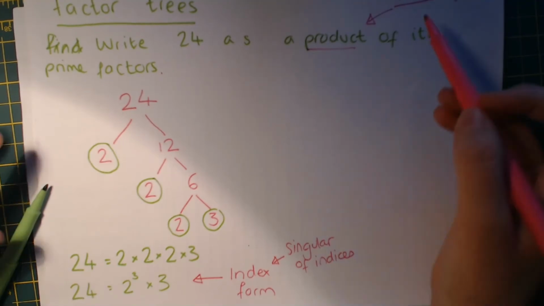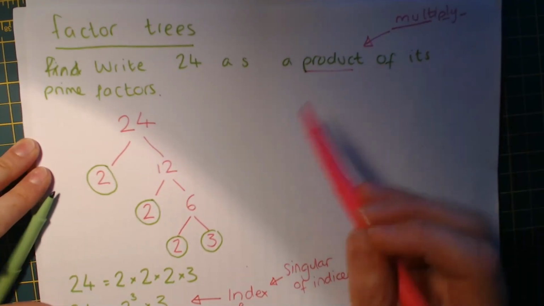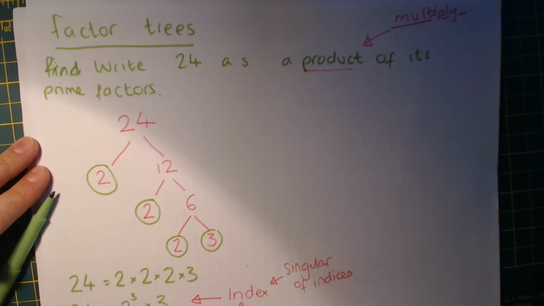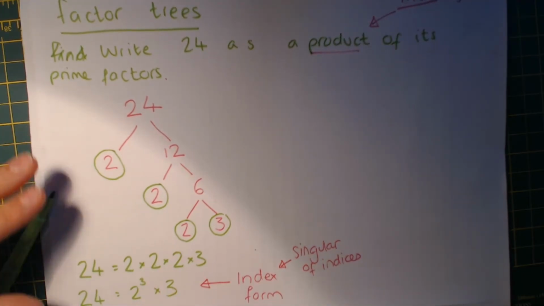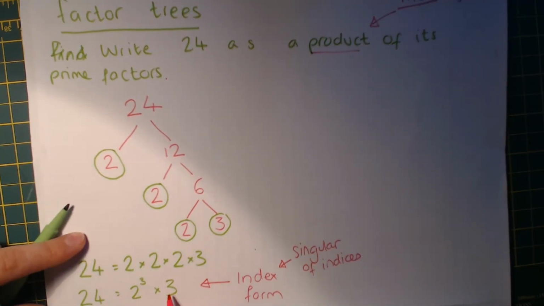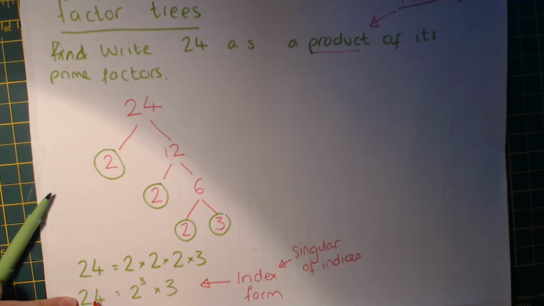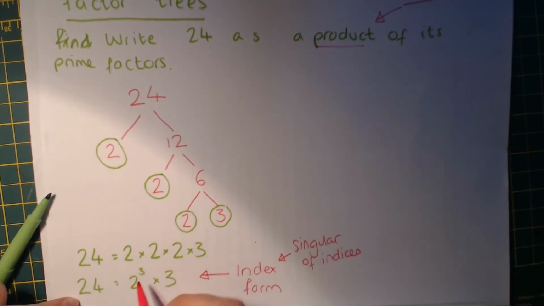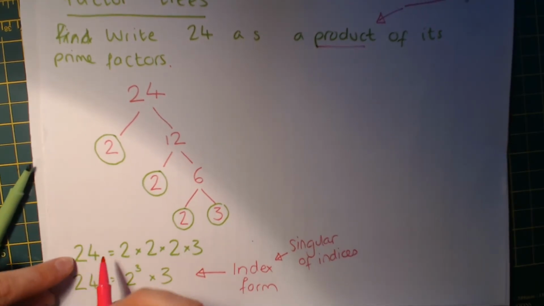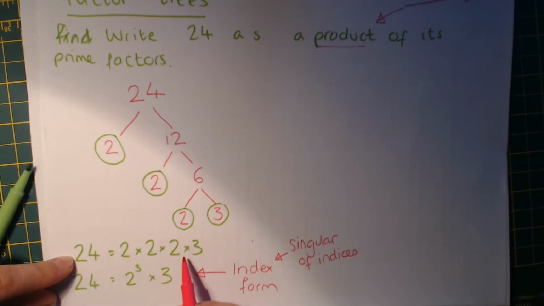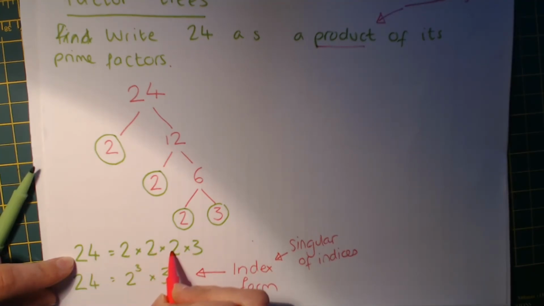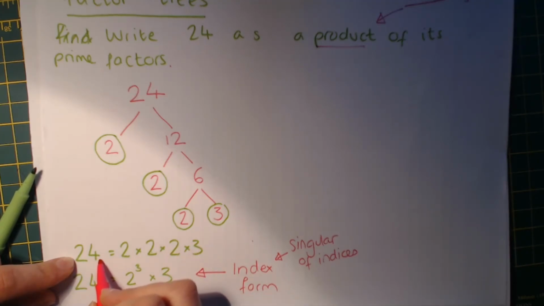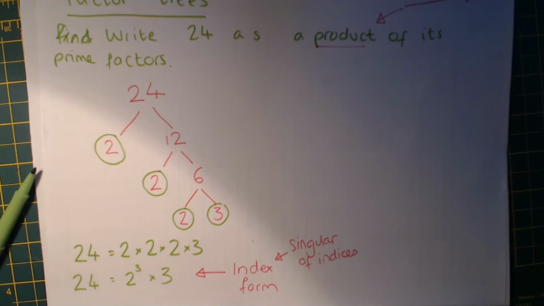Now, the reason we had this word here, multiply, where I've written product, is because if we do this calculation, we do get 24. It works. So we could do 2 cubed, but I'm going to work from this one here because it's easier to do in your head. So 2 multiplied by 2 is 4. Multiplied by 2 is 8. Multiplied by 3 is 24. So we know it works.